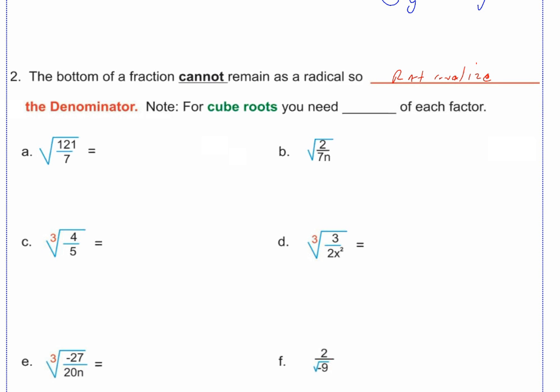Rationalize the denominator. For cube roots, just be careful. You need 3 of each factor. And this is what trips you up. It's what tripped you up in algebra. So don't let it trip you up in algebra 2. If you have a cube root, you need 3 of the factors instead of 2. Square root, you only need 2. You're still going to rationalize.